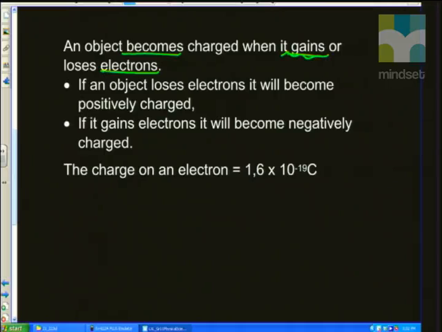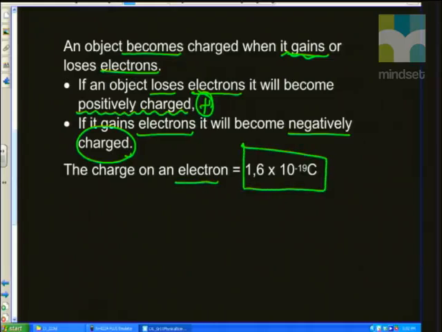If an object loses electrons, it will become positively charged, because at that point it has an excess of positive charges compared to negative charges. If it gains electrons, of course it will have an excess of negatively charged particles. It will therefore become negatively charged. Now, the charge on an electron is 1.6 by 10 to the power minus 19 coulombs.